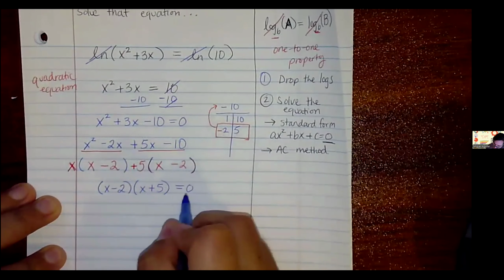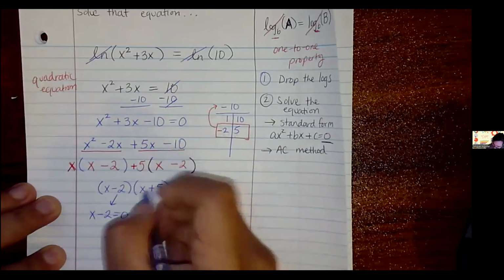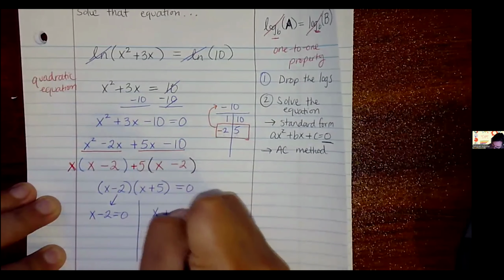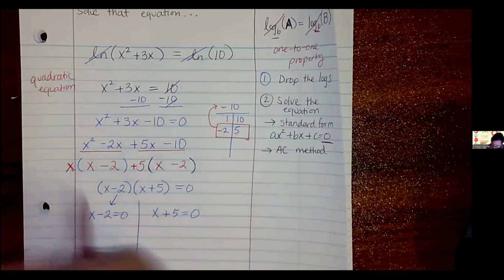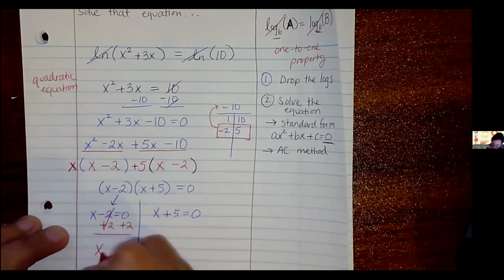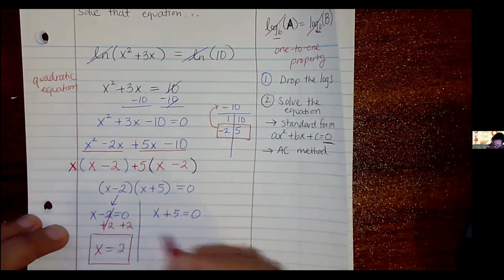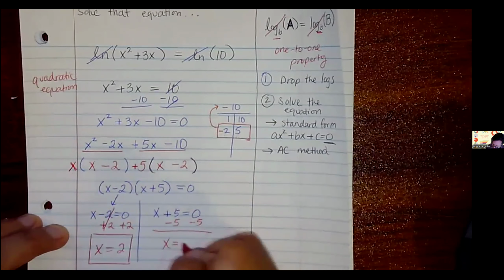Now we can use the zero product property to say this is going to be x minus 2 equals 0 and x plus 5 equals 0. And then by adding 2 here and here, we get x is equal to positive 2. We subtract 5 on both sides of this one, and we get x is equal to negative 5.